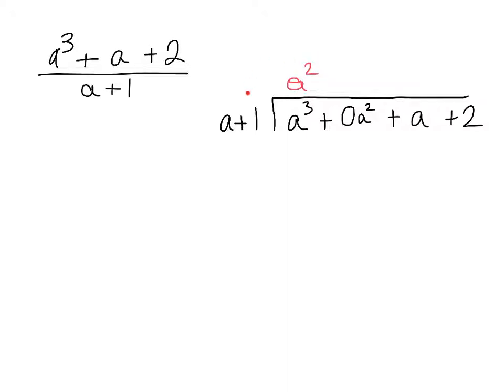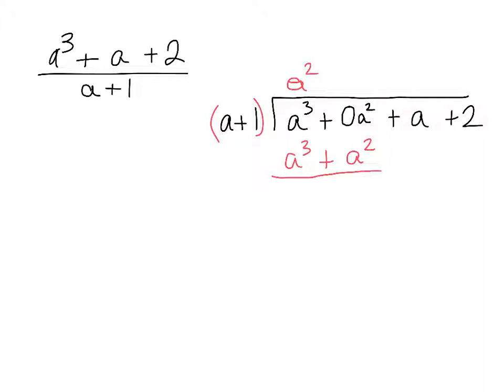And then just like I did with my numbers, I'm going to take this number that I have up here and multiply it by my divisor. But since I have two terms here, I'm going to have to distribute that a squared through both of those. So a squared times a would get me an a cubed. So I will write a cubed and then distribute it to the 1. A squared times 1 is a positive a squared. You see how those a squareds are lining up? We need those to always line up with the matching terms.